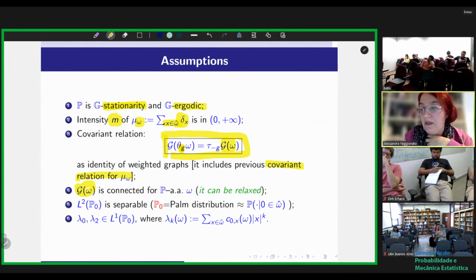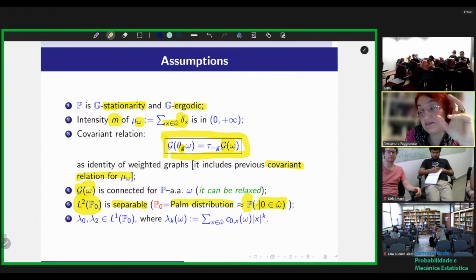be relaxed. Then, in order to use two-scale homogenization theory, I assume that the space L2 of P0 is separable, where P0 is the Palm distribution. Okay, I don't want to introduce it. Let us say that roughly P0, at least when the matrix V describing my translation is the identity matrix, is the original probability conditioned on the origin being a point of the simple point process. And then I have this moment condition.